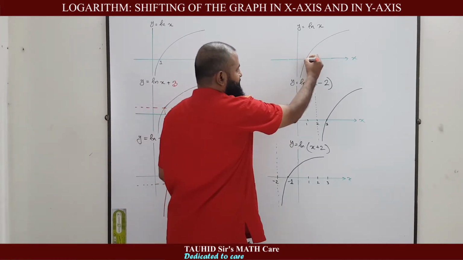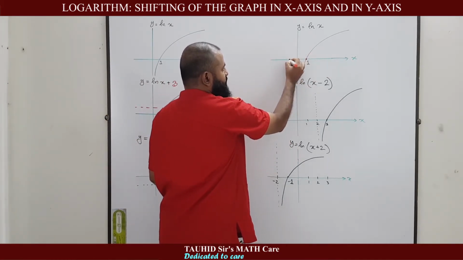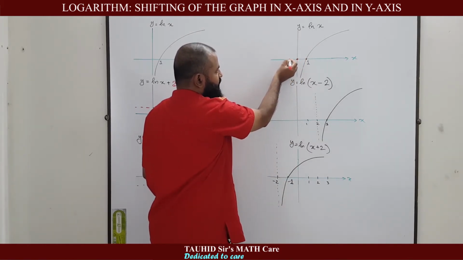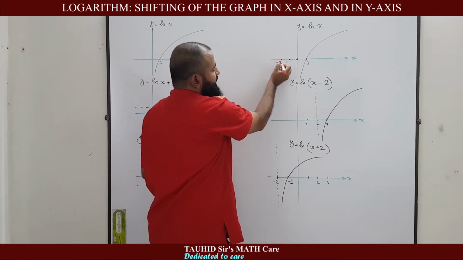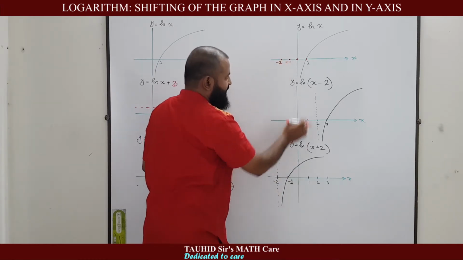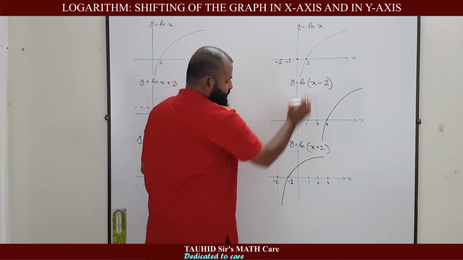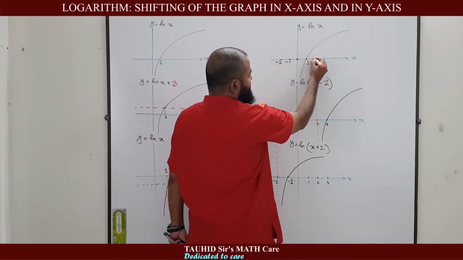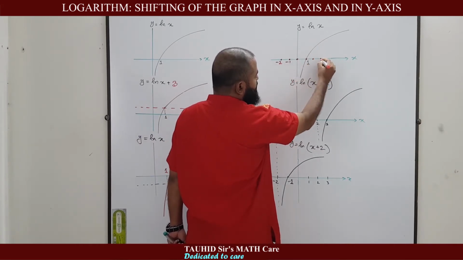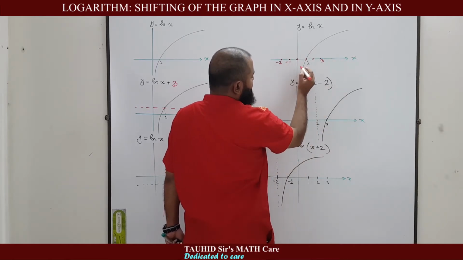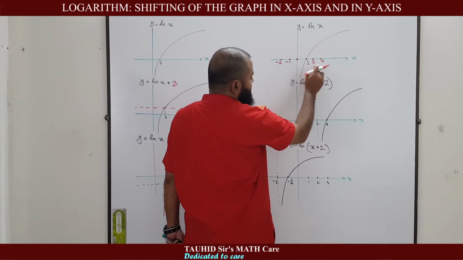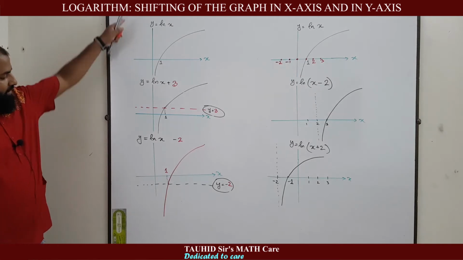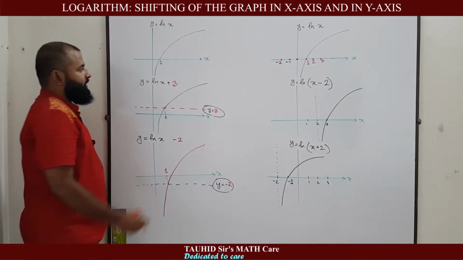For example, this one has been moved to this point minus 1. This straight line has been moved 2 units left to minus 2. You can see that this line has been moved here. This point has been moved here, and here the whole curve moved 2 units right. So 1 came to the point 3 and this line moved 2 units and came to the point 2. These are shifts in the x direction and these are shifts in the y direction.